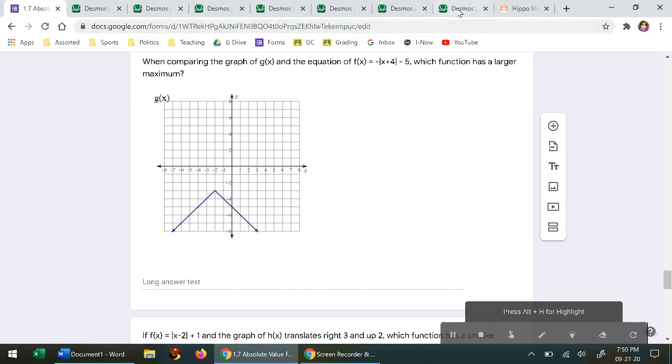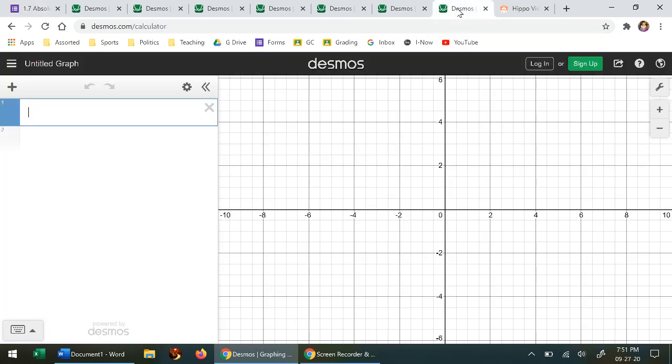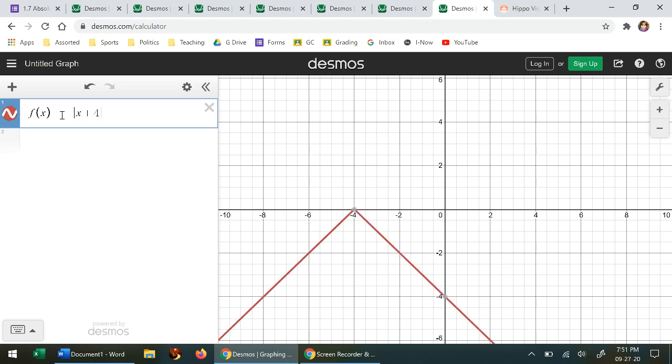We're going to type this into our Desmos calculator. So go to desmos.com. This is what it normally looks like. And so I'm going to type in f of x, and remember that means the same as y, equals minus the absolute value, that is the vertical line. You can find that key right above the enter key. You'll have to hit shift to get it. X plus 4, vertical line, minus 5.